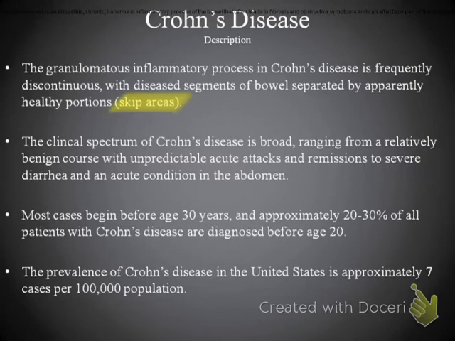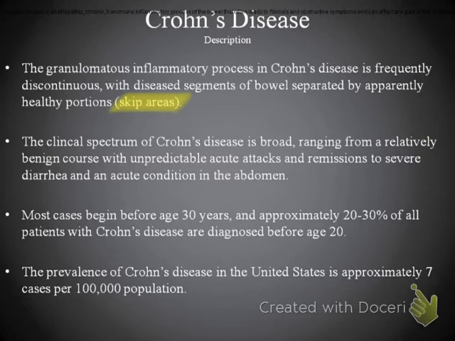The clinical spectrum of Crohn's disease is broad, ranging from a relatively benign course with unpredictable acute attacks and remissions to severe diarrhea and an acute condition in the abdomen. So basically, it can take two courses. You can either have acute cases followed by periods of remission where things don't bother you and then flare up again, or you can just pretty much always have active Crohn's disease.